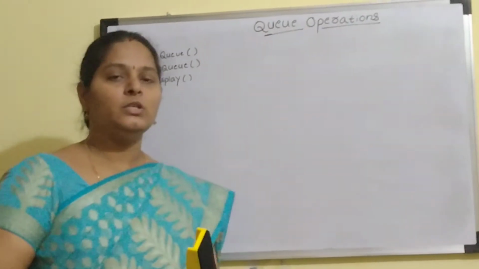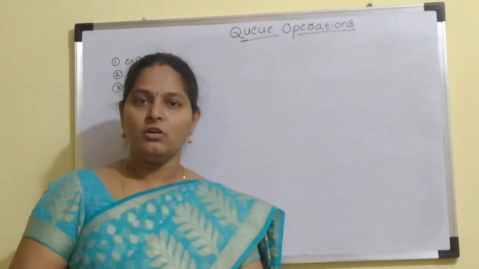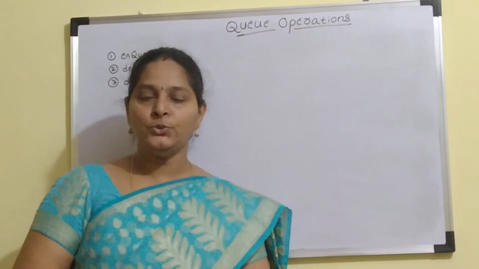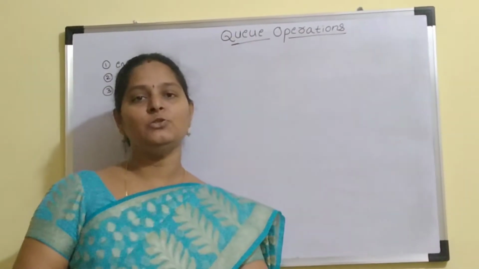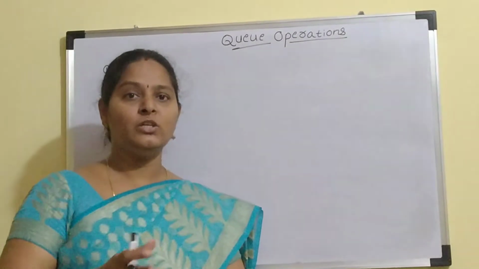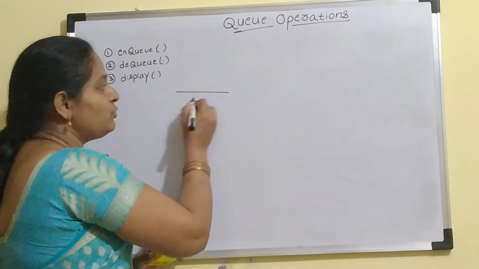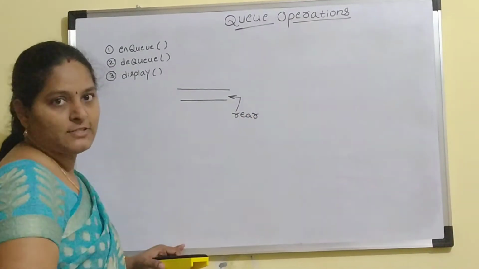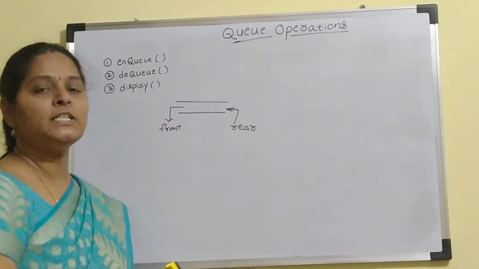Before going to discuss the NQ operation, let me explain a few points about the queue data structure. First of all, a queue is a linear data structure. Unlike a stack, in a queue there will be two ends. One end we will use for insertion, the other end for deletion. In a stack, we have only one end, and with that end we perform both insertions and deletions. But here the queue contains two ends. One end we call the rear end, which we use for insertion, and the other end we call the front end, which we use for deletion.